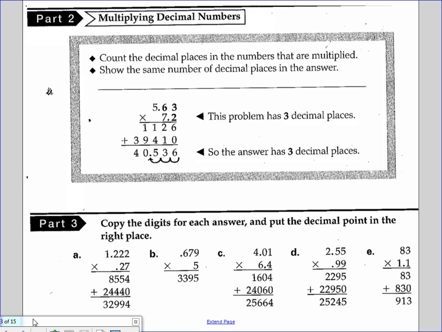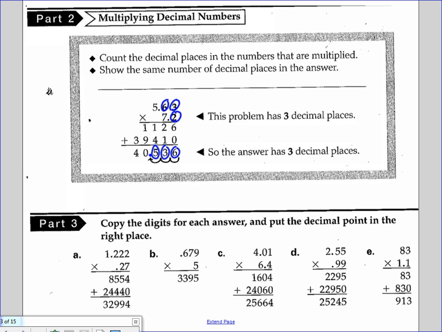it's saying that this problem has 3 decimal places. So there's 1, 2, 3 right here. So because there's 3 decimal places in the problem, my answer also has to have 3 decimal places. So you can see we have 1, 2, 3 decimal places in the problem as well. That's why the decimal point is right there.